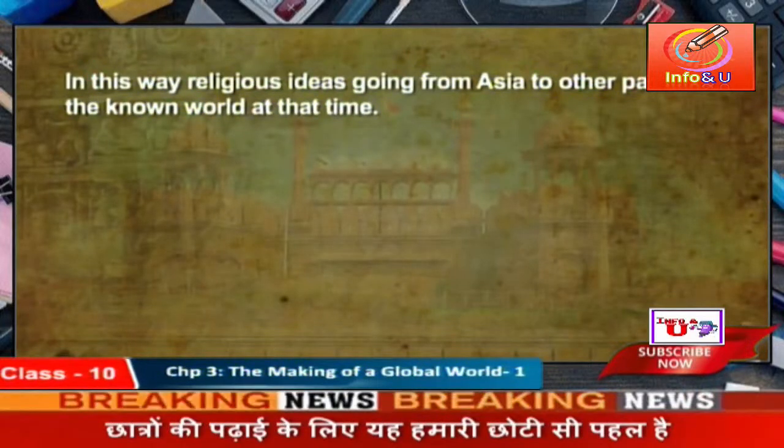We also know how subsequently early Christian missionaries and early Muslim preachers used these routes to spread their respective messages across continents. Thus, in this way, religious ideas going from Asia to other parts of the known world at the time, and mostly within Asia itself, brought people together, and they came to understand each other's views of life.